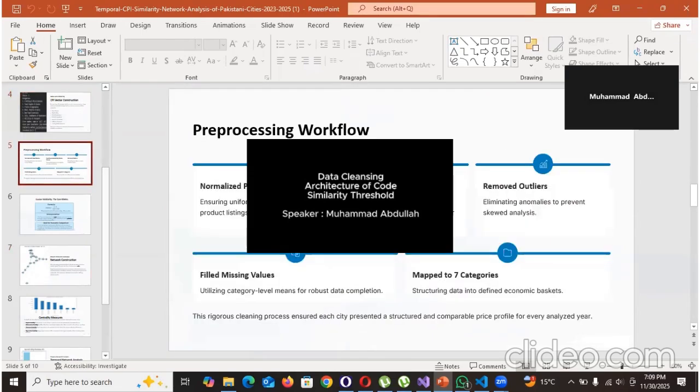To make the analysis more accurate, we apply a detailed pre-processing pipeline. We normalize the product names, fix inconsistent city names, remove outliers, fill missing values using category level means, and finally map each item into one of the seven economic categories. These steps make sure that all cities are comparable and that no noisy or inconsistent data affects the network result.